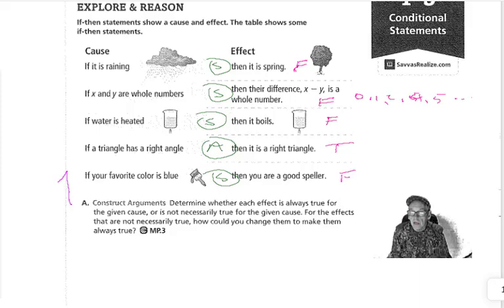You'd have to come up with something like, if it's raining, then it is wet outside. If x and y are whole numbers, then their sum will be a whole number. If water is heated to 212 degrees, then it will boil. That one's already true. If your favorite color is blue, then you may or may not be a good speller. That takes care of making sure the second part's true. So those might be some examples. Let's move up.